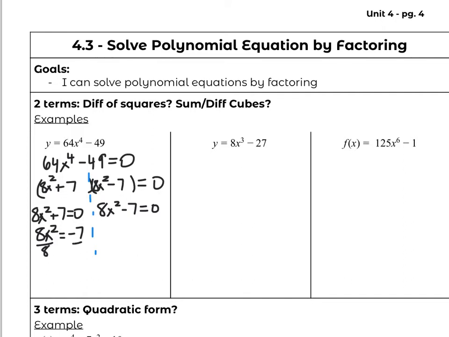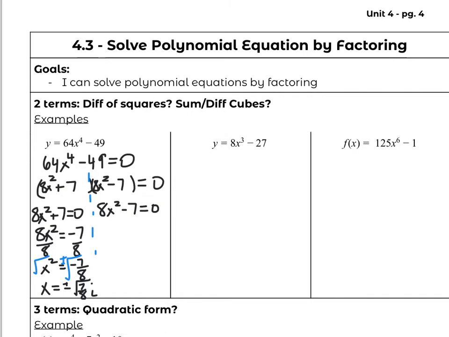Divide by 8. So I get x squared equals negative 7 over 8. And then we're going to do square root of both sides. Don't forget to put your plus or minus. So we get x equals plus or minus the square root of 7 over 8 i.